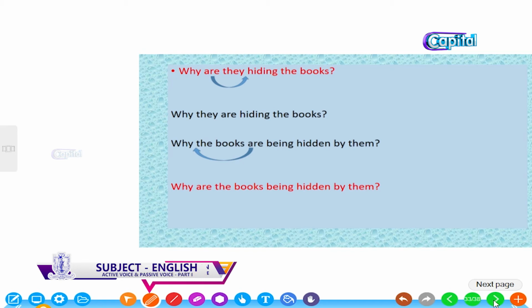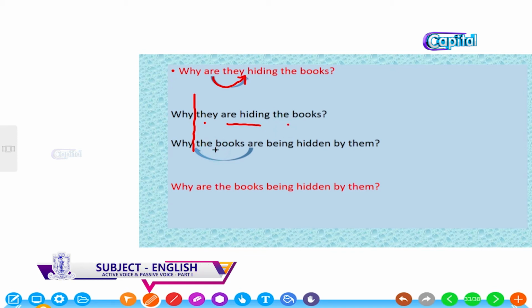Next one. Why are they hiding the books? Right. So, bring the are after the subject. The why is remaining at the same place. Why? They are hiding the books. It is in present continuous tense. Who? They. What are they doing? Hiding. What are they hiding? The books. So, the books is the object here.